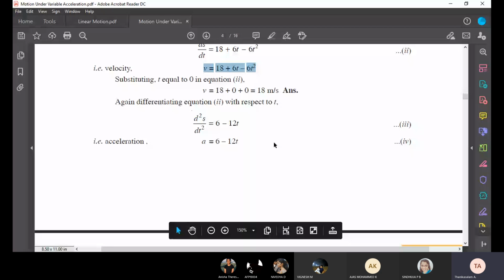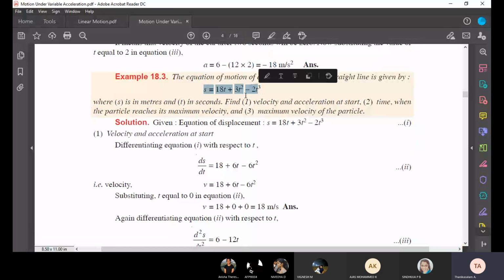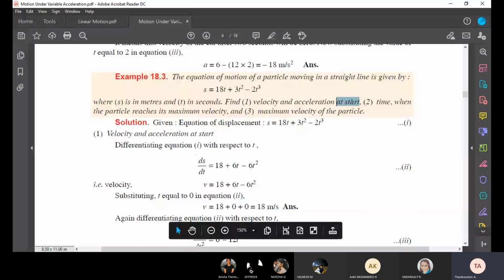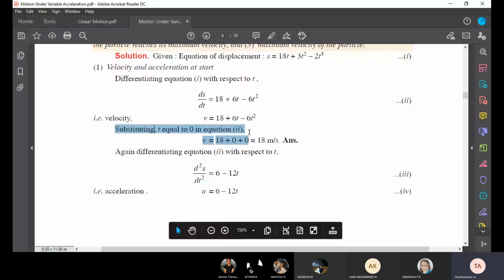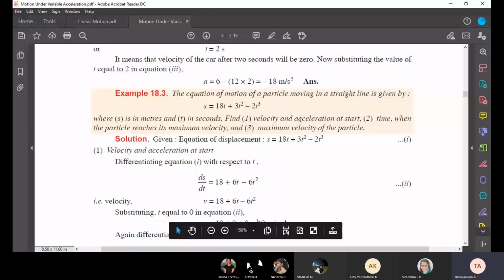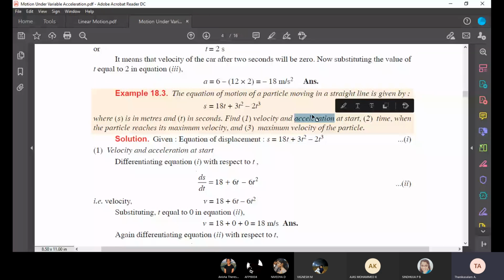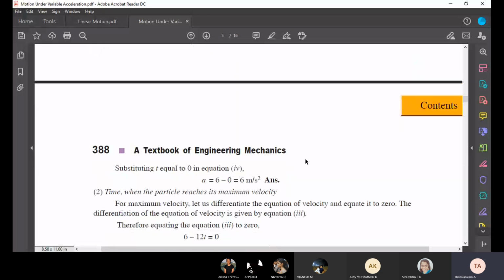Okay, what is the velocity and acceleration at the starting point? So you differentiate this equation, ds by dt, that is velocity, you got it. Then at start means what? t equal to 0. Then you apply it here, and you get the velocity. Then they asked for acceleration at the starting point. At the starting point, what? t equal to 0.